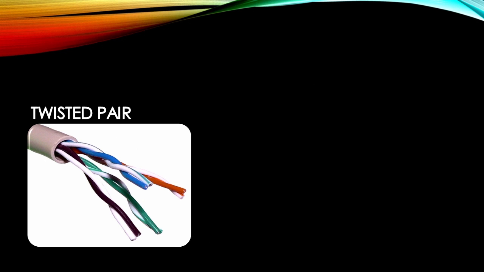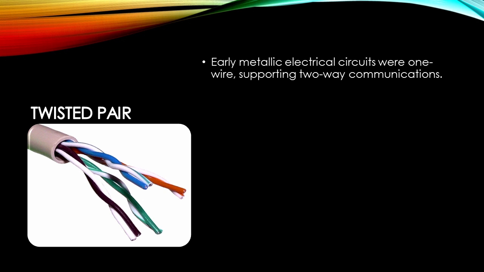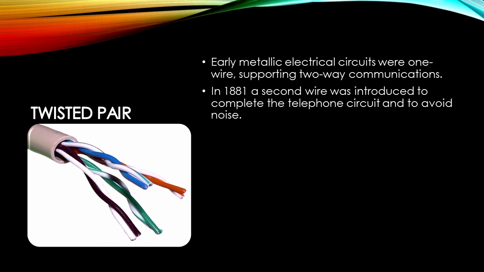We're going to start with the twisted pair communications. These were almost used exclusively for telecommunication networks for over 80 years. The early metallic electrical circuits were one wire, supporting two-way communications. The first twisted pair was introduced in 1881 by John G. Carty, a young American Bell technician and one of the original telephone operators, who suggested the use of a second wire to complete the circuit.